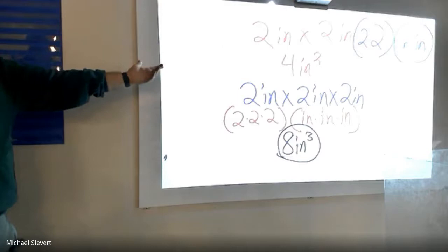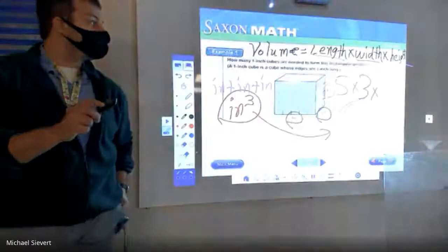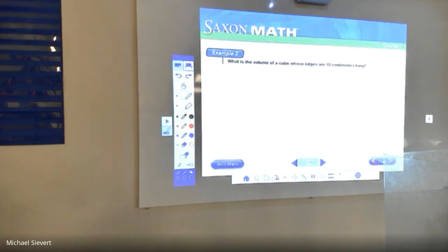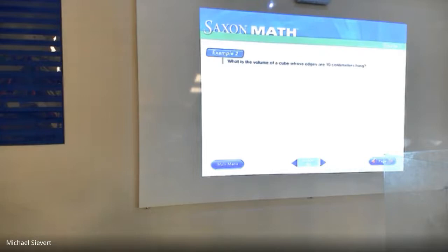So going off that knowledge, example 2, what is the volume of a cube whose edges are 10 centimeters long? I want you to copy down that question into your notes so that you know what you're talking about. Example 2. Java? All right, so what is the volume of a cube whose edges are 10 centimeters long?